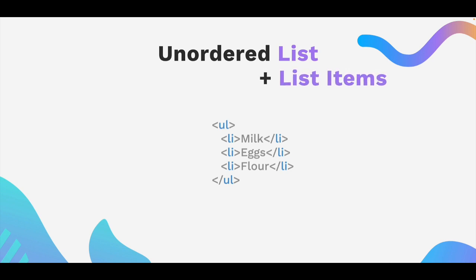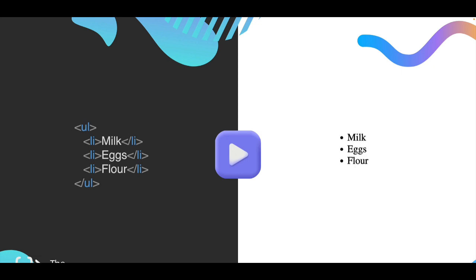So what does this look like if we actually run the code? Well, this is what you would see. Essentially, unordered list items will create these bullet points, because in the case of a shopping list here, the order of the items doesn't matter. So that's why an unordered list would be perfect for this situation.